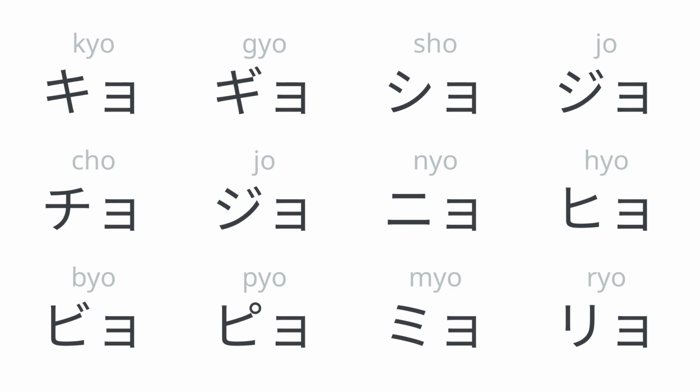What is this character? Yo. Here's how you would read the 12 different small yo combinations.